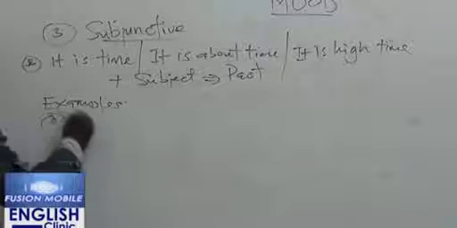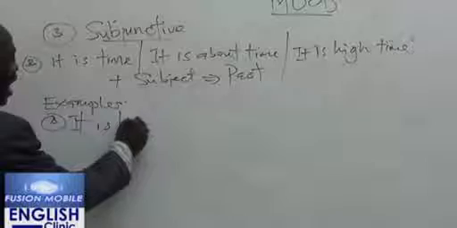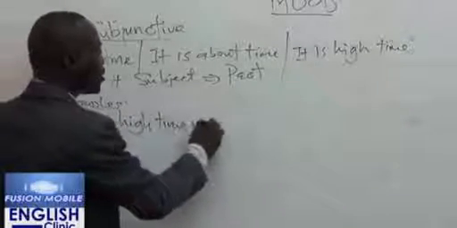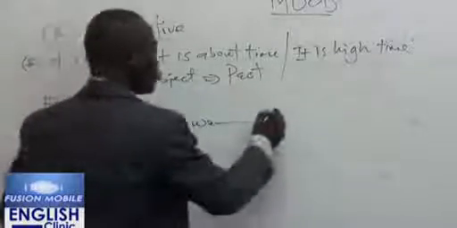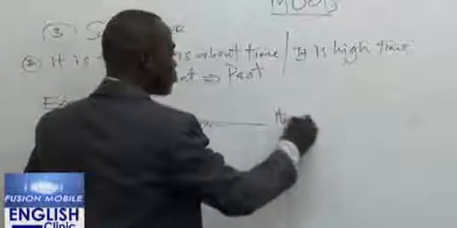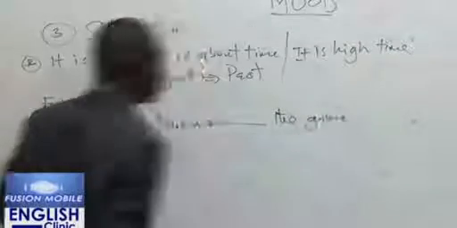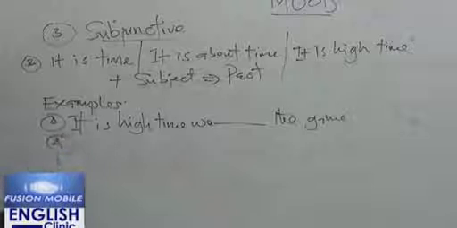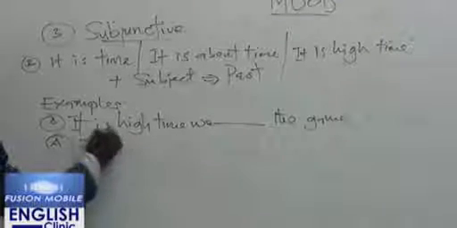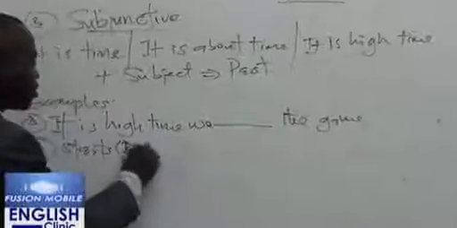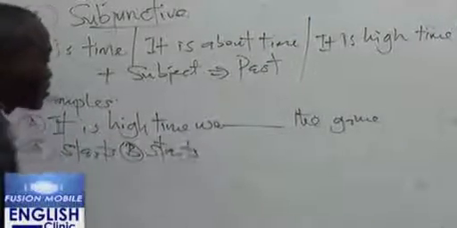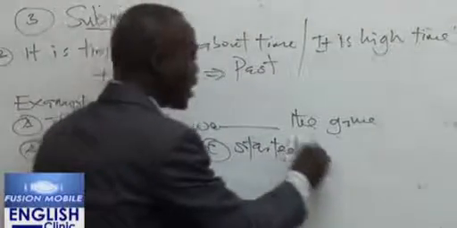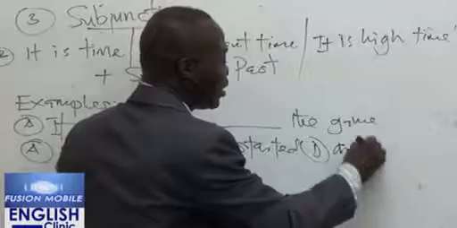A. It is high time we dash the game. That will be what? A. Starts. B. Starts. C. Started. D. Are starting.